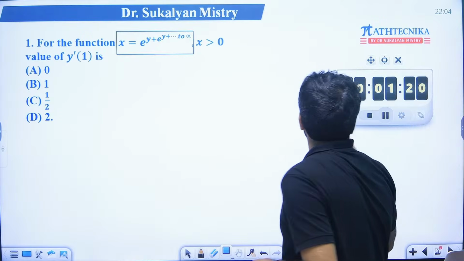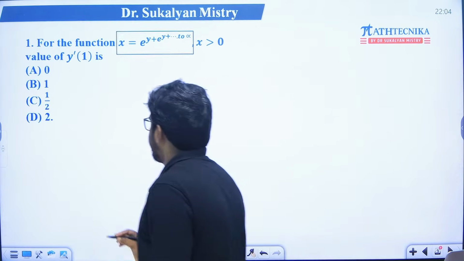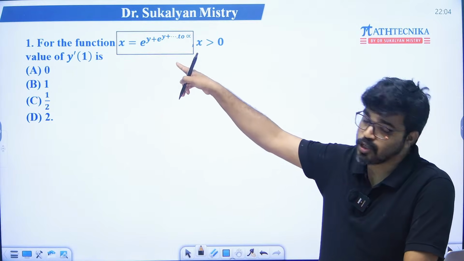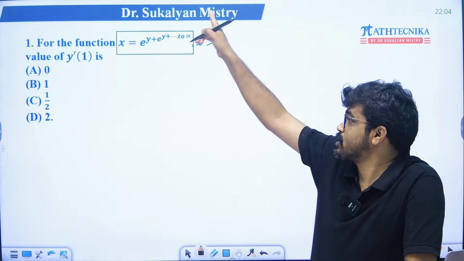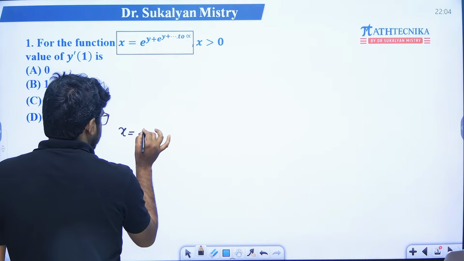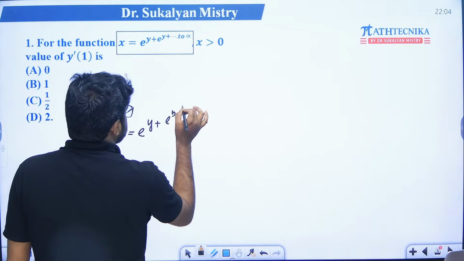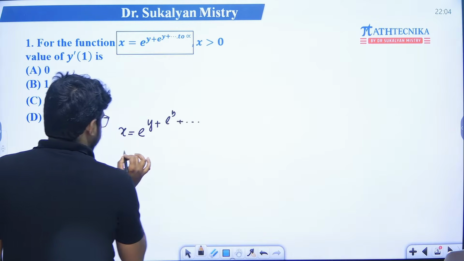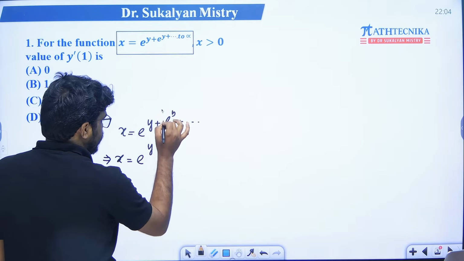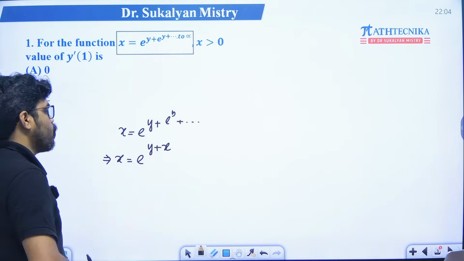Okay, very good. Time is already over. See this, what is given here? Here it is given that x is equal to e to the power y plus e to the power y plus e to the power y, and so on. That means x is equal to e to the power y plus x, because e to the power y plus e to the power y and so on is x itself. So x is equal to e to the power y plus x.